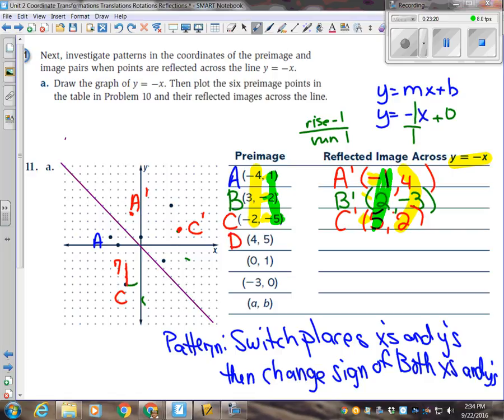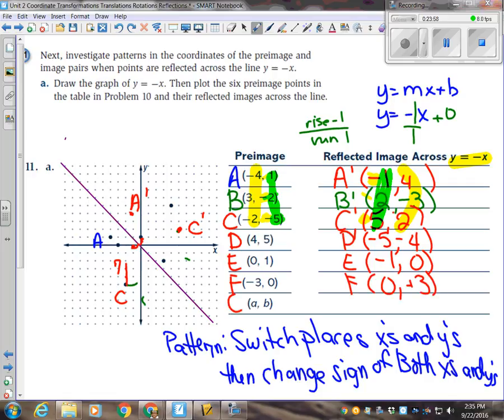So if we predict D, I predict D prime to be, switch places, 5 comes to the front, 4 goes to the back, and I'm going to change the sign of both, -5, -4. E would be predicting, I'm going to say -1, 0 of course won't change the sign. -1, 0 is right on the line. Well, it's right here. Positive -1, 0 is right here. No, that ain't right. -1, 0 is right there, so that this distance and this distance is the same. All right, F, 0, -3, because we're switched up, 0, +3.